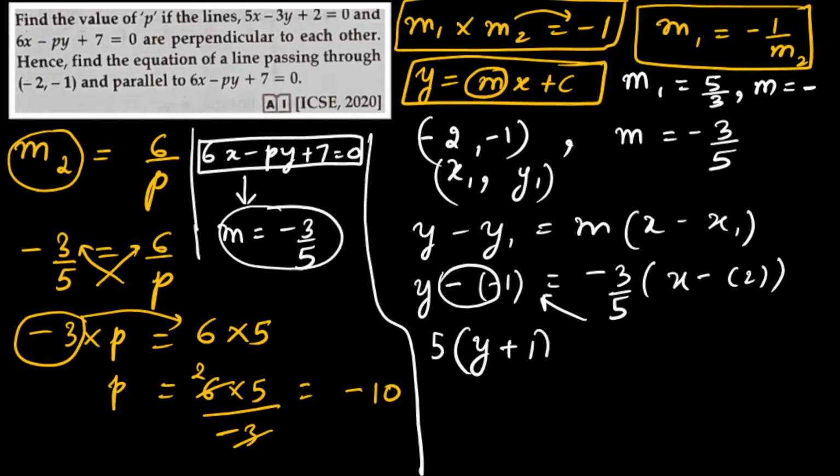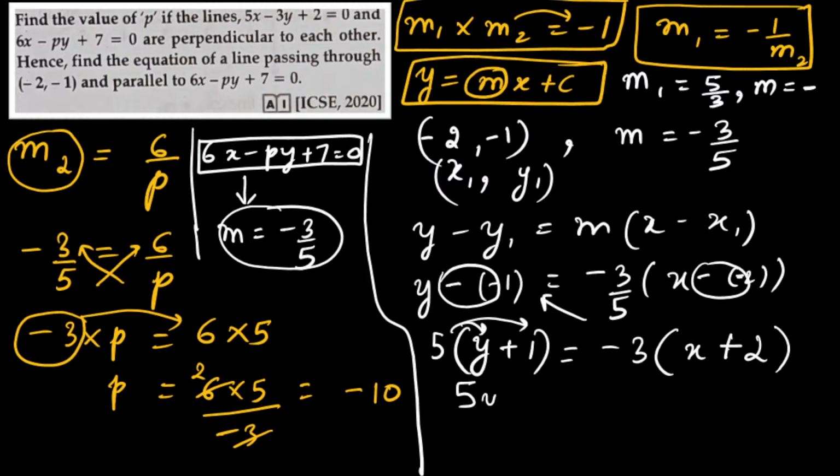5 into y plus 1 is equal to minus 3 into x. Here also minus 2 is there. Again two minus signs together, we can make it a single sign. Minus into minus is plus, so x plus 2. We simplify this with bracket multiplication. So 5 into y is 5y plus 5 into 1 is 5. Minus 3 into x is minus 3x. Minus 3 into 2 is minus 6.